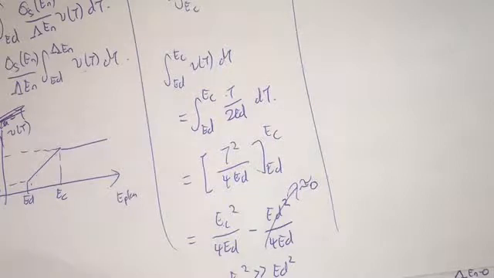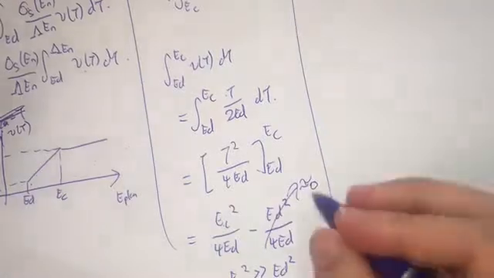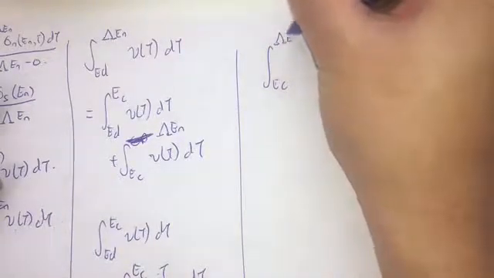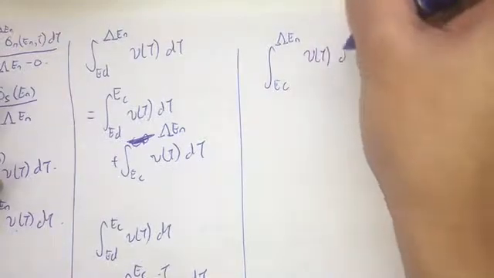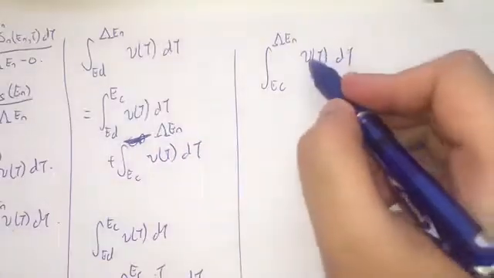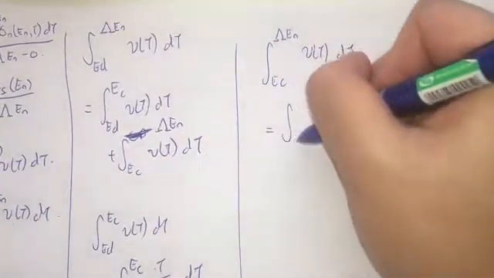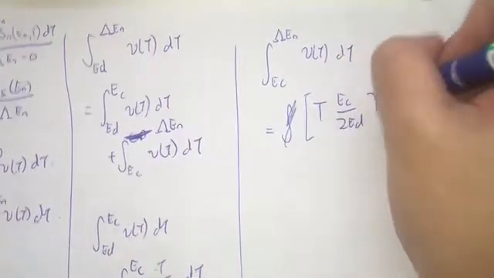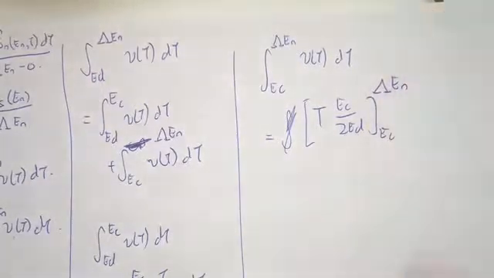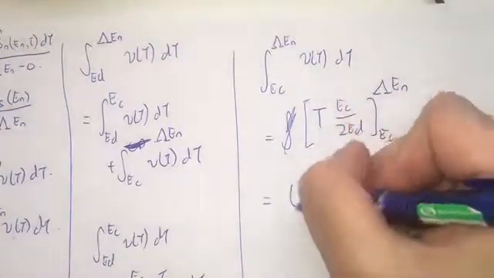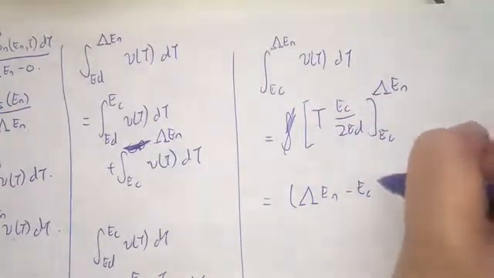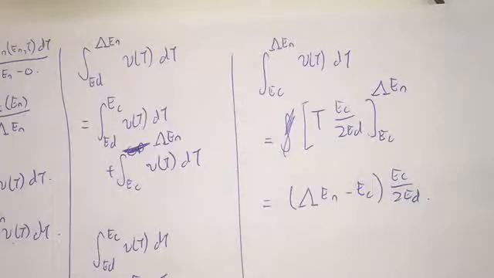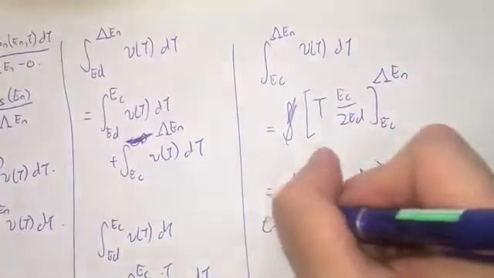Alright, next. We want to look at this part. This is the other regime, and that will be equal to T times EC over 2ED, from EC to lambda E_n. And that will be equal to simply this. Now we just substitute this back into our displacement cross-section.